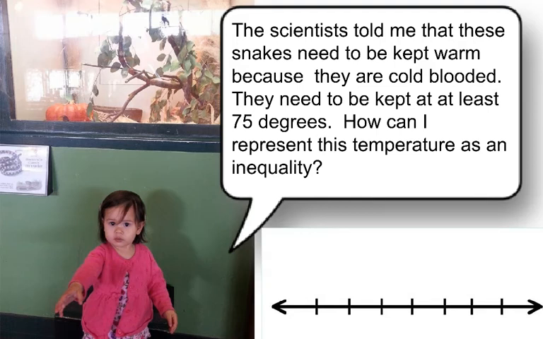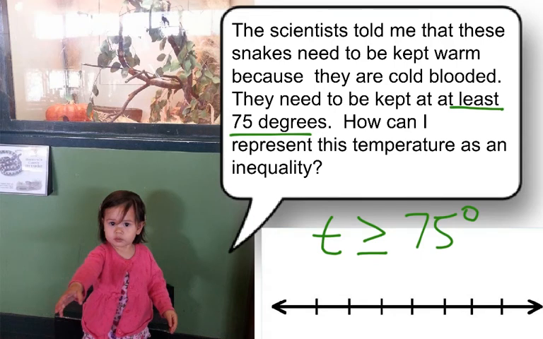Well, at least 75 degrees means that the temperature can be 75 degrees, and it can be more than 75 degrees. In this case, there are constraints, but we're not going to worry about that for 6th grade. That comes a little bit later. For this intro lesson, we just need to know that it has to be kept at 75 degrees or higher. That means that the temperature, which I might represent with T, is going to be greater than or equal to 75 degrees. Now, a closed circle on a number line.